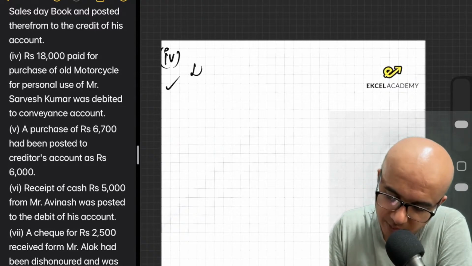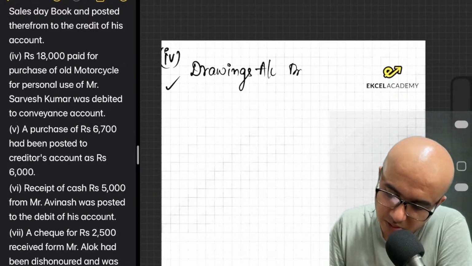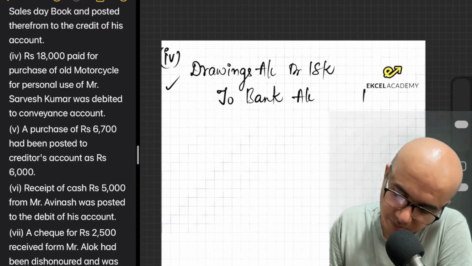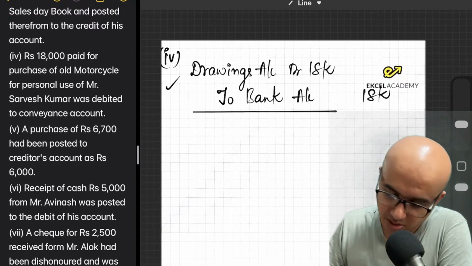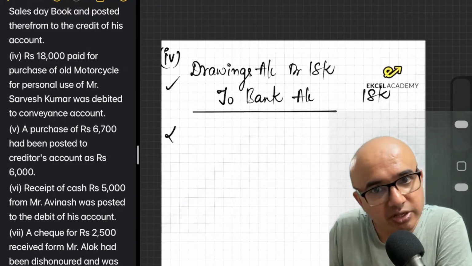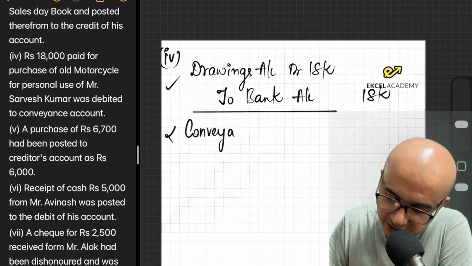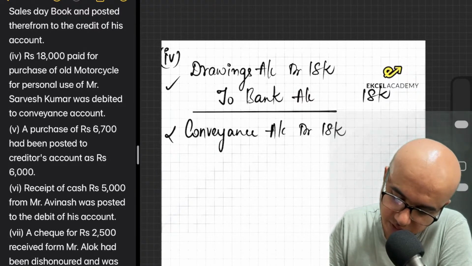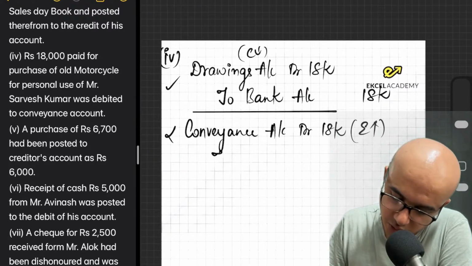So the correct entry would have been drawings account debit 18,000 to bank account 18,000. So this is the entry which they should have recorded. So what did they record? They used conveyance account. How can conveyance come into the picture? Anyway, conveyance is an expense, let's say transportation expense. Conveyance account debit 18,000 to bank. Stupid mistake, but it's okay.